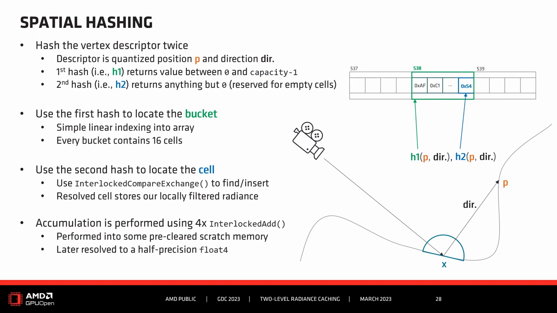Now, when we have a new sample, we can add it to the cache by using 4 global atomics that are performed into some pre-cleared scratch memory, later resolved into a half-precision float for reduced bandwidth requirements when looking up the cache.